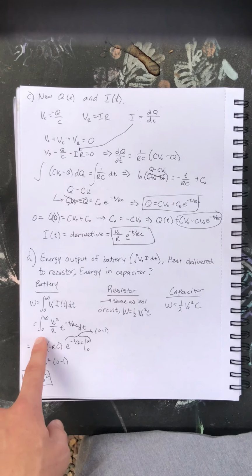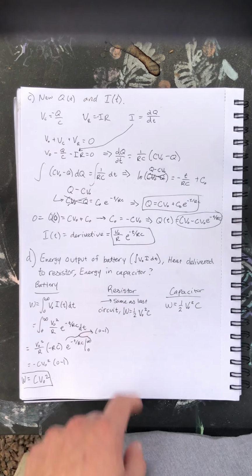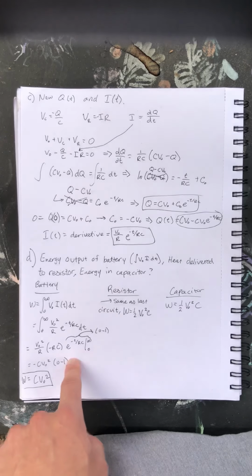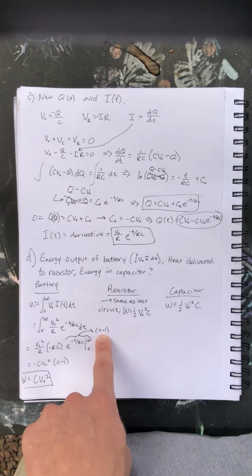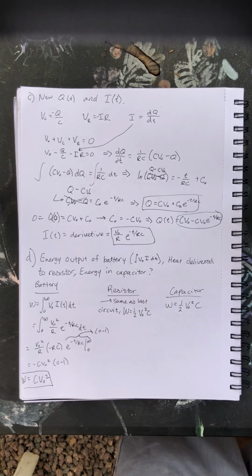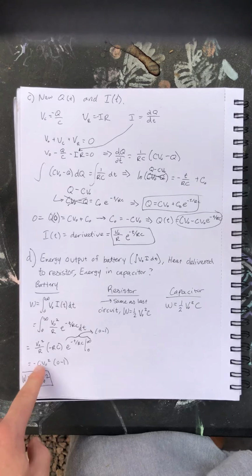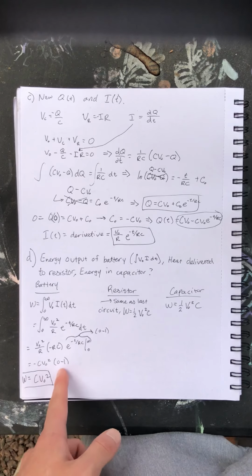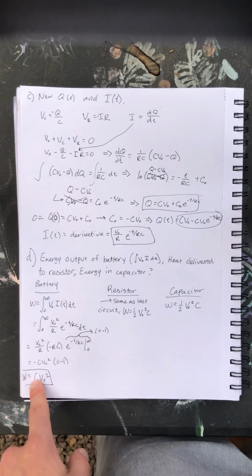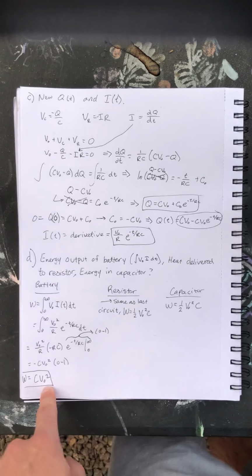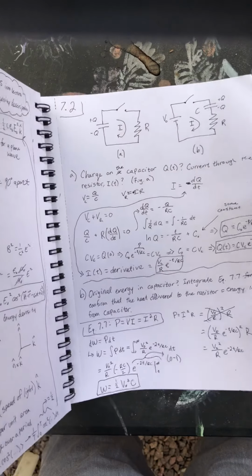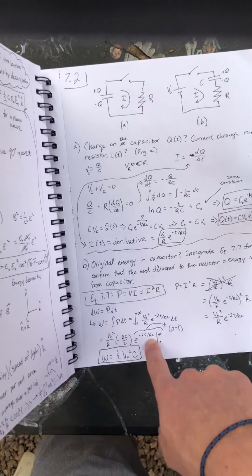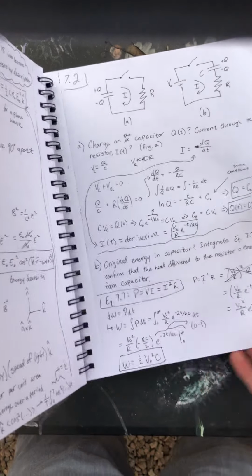And we'll have the integral of this equation, which is going to return this. And again, this integral right here is going to just be 0 minus 1. So we end up with negative C V naught squared times (0 minus 1). And we're going to find that the work is going to be C times V naught squared. I think I forgot to explain that in the previous parts. Yeah, down here, it's going to be the same thing as part B.